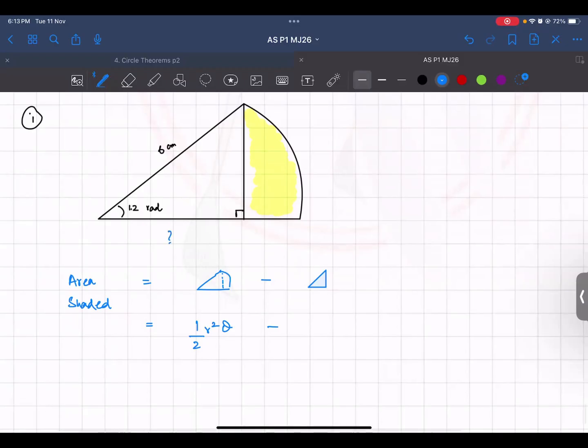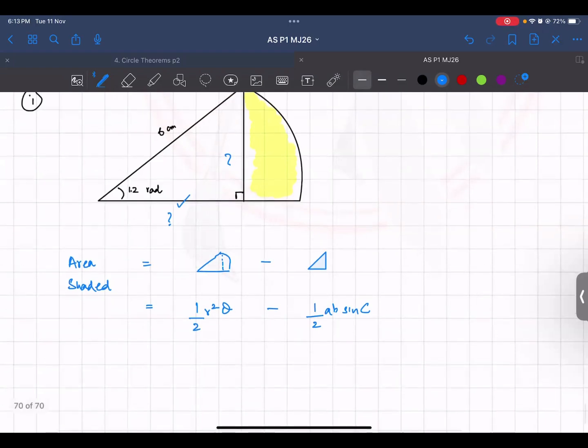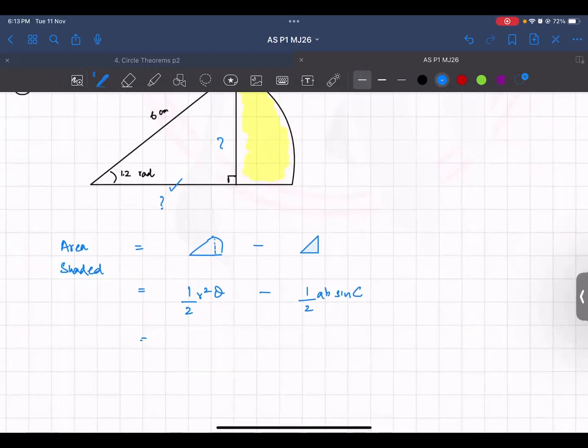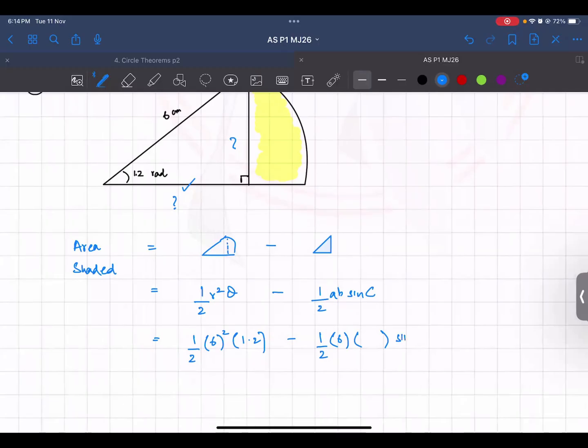We don't have the base, we don't have the height. The base and the height, we know they are perpendicular for a right angle triangle. And right now, I think we should use half ab sine C, because we can find two adjacent sides and the angle in between them. So if I just find this side, I will have the two adjacent sides and the angle in between them, 1.2 radians. So putting in the formula half r square theta, half radius is 6 square and theta is 1.2, minus half into 6 into, we don't know the base, we will find this, into sine 1.2.